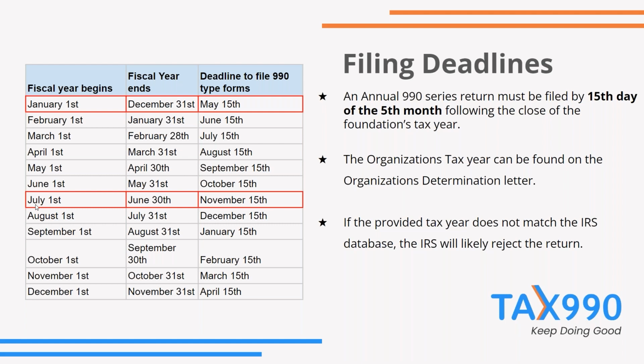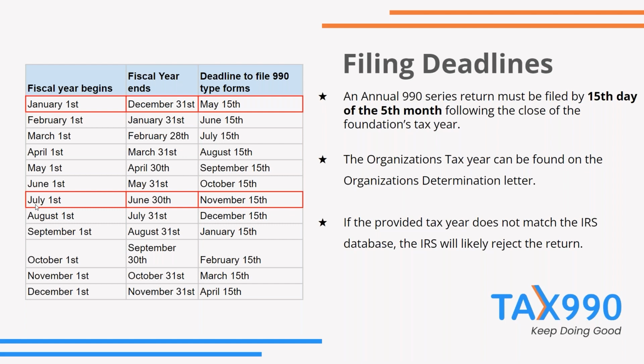Most organizations have either a calendar tax year that runs from January 1st through December 31st, or a fiscal tax year that runs from July 1st through June 30th. However, a fiscal tax year can be any 12-month time frame other than January 1st through December 31st. If time's limited, an organization can file an 8868 form to apply for a 6-month deadline extension.